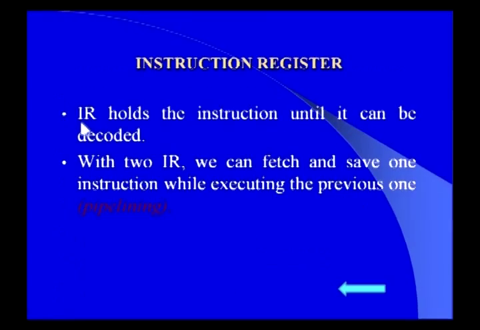Instruction register. IR holds the instruction until it can be decoded. Some microprocessors may have 2 instruction registers. So one can fetch and save one instruction while executing the previous one. This is what they define as pipelining, which is used for processing the instructions in parallel.